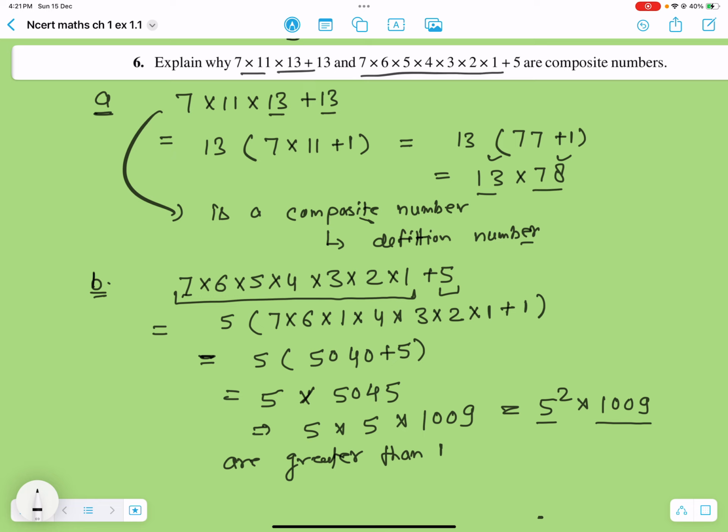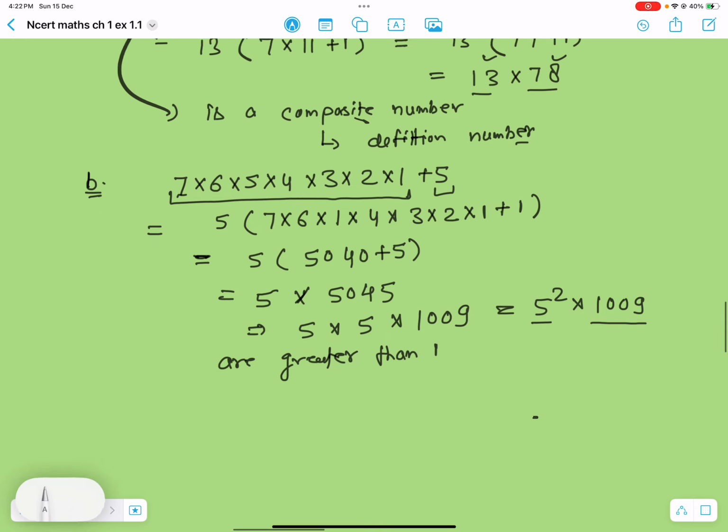Clear? In some cases you have to apply the definition of composite numbers. Sometimes you have to go by some theorems. So that's how you solve these questions. But I'm sure these are very, very simple questions for you guys.